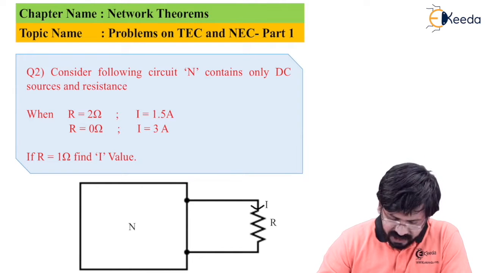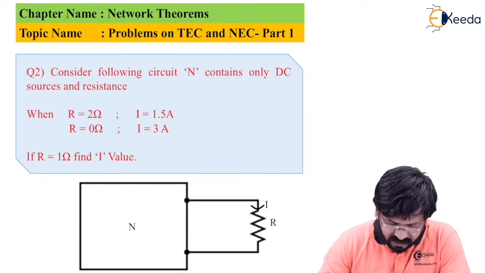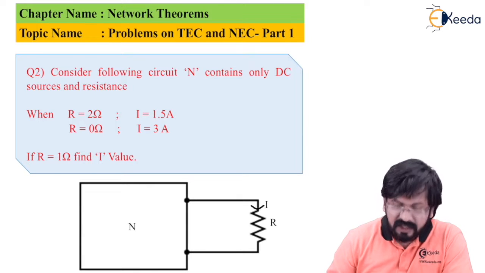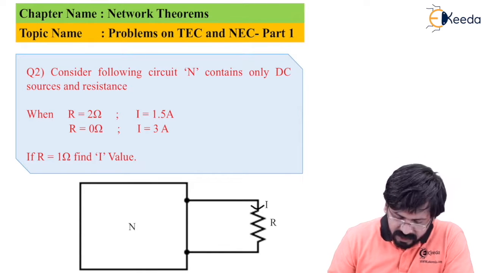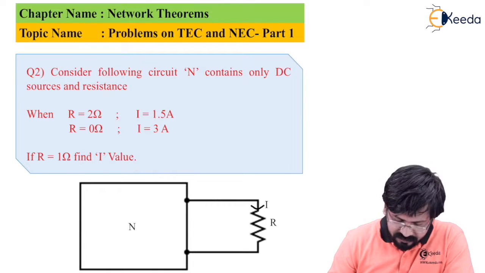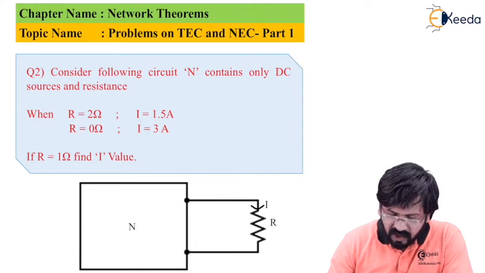Consider the following circuit. N contains only DC sources and resistances. When R equals 2 ohms, the current flowing through R is 1.5 ampere, and R equal to 0 indicates I equal to 3 ampere. If the value of R is equal to 1 ohm, what should be the value of I?